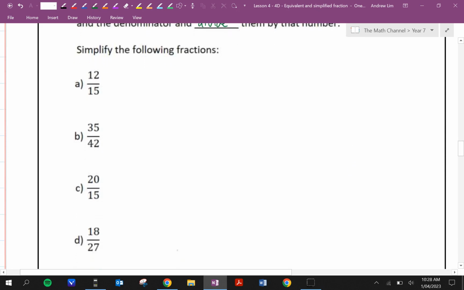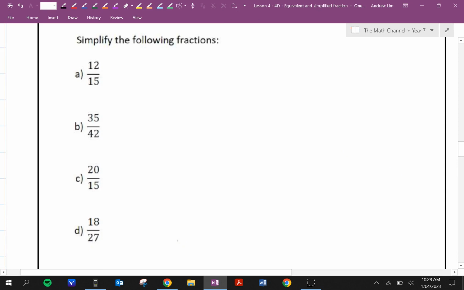12 over 15. What is the highest common factor of 12 and 15? What's the biggest number that we can divide both of them by? By 3. 12 divided by 3 is 4. 15 divided by 3 is 5.